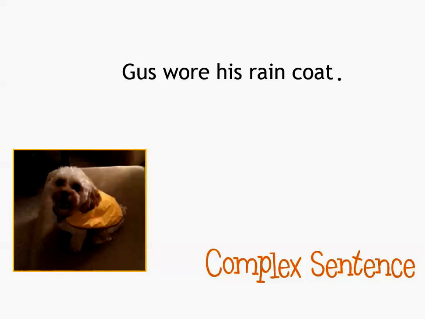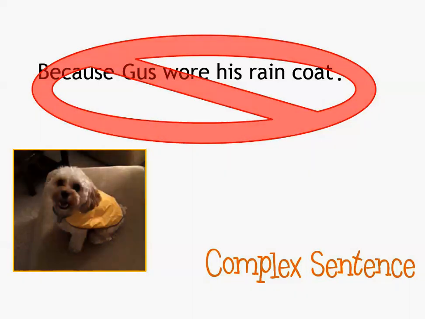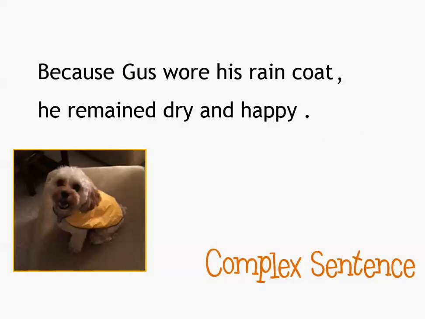But let's add a subordinating conjunction to the beginning. Because Gus wore his raincoat. Well, that is no longer a full sentence. We don't know what happened because Gus wore his raincoat. So in order to fix that, we need to add to it an independent clause. So because Gus wore his raincoat, he remained dry and happy.